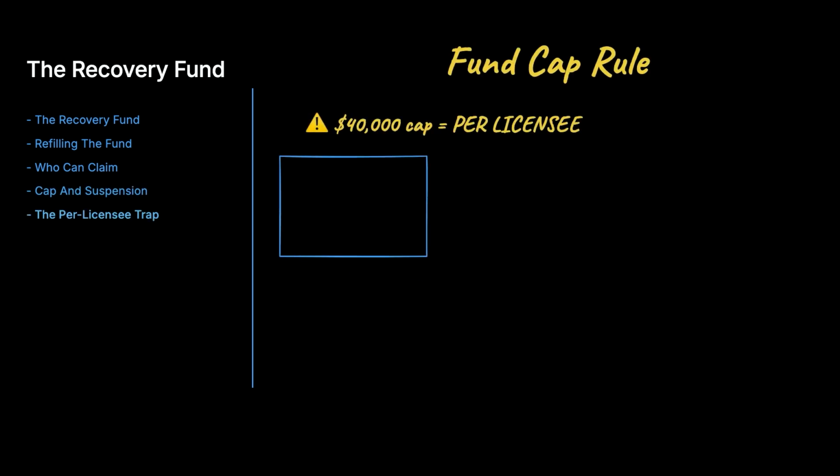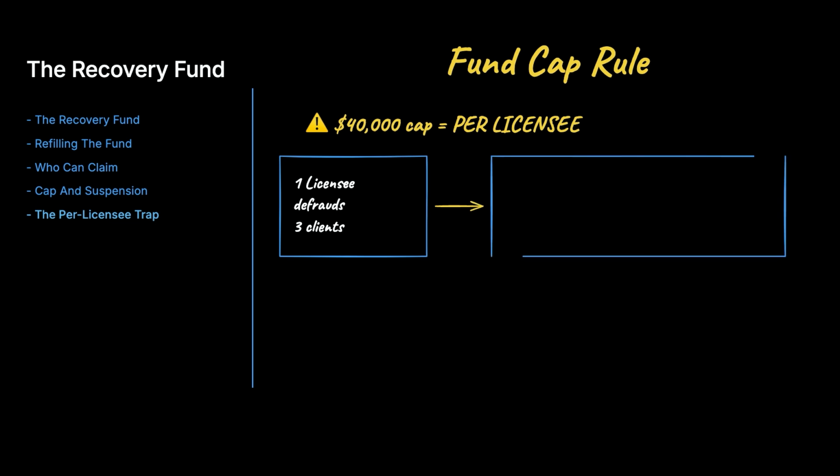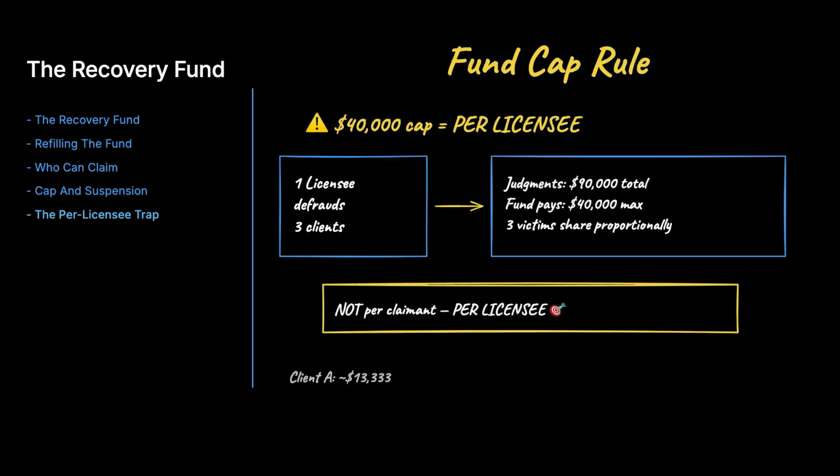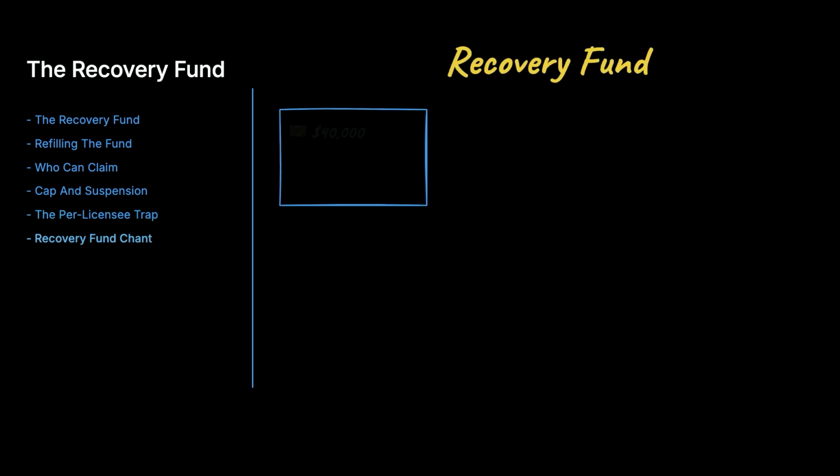Now here's the trap that catches so many students. The $40,000 cap is per licensee, not per victim. Imagine one licensee defrauds 3 clients who win judgments totaling $90,000. The fund still pays at most $40,000 total for that licensee, and the 3 victims share it proportionally, per licensee, not per claimant. Let's lock the recovery fund numbers in with a quick chant.